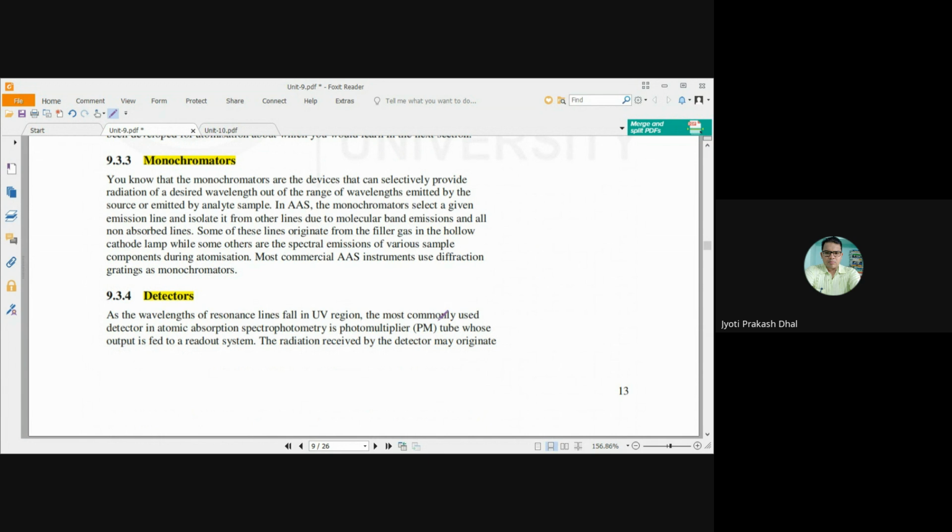So we know that the source will contain electromagnetic radiation with a range of wavelengths. From that range of wavelengths, the monochromator will pick up and allow to pass electromagnetic radiation with a particular frequency. In AAS, the monochromator selects a given emission line and isolates it from other lines due to molecular band emissions and all the non-absorbed lines. Some of these lines originate from the filler gas in the hollow cathode lamp, while others are spectral emission of the various sample components during atomization.